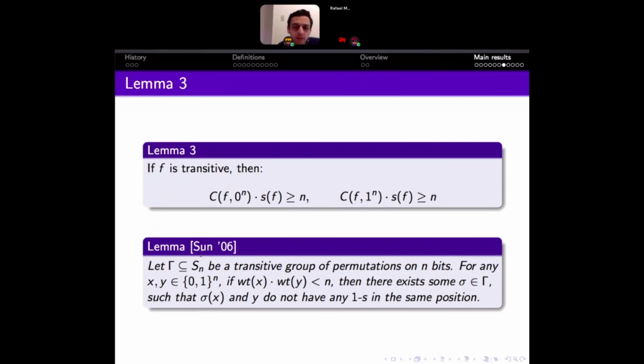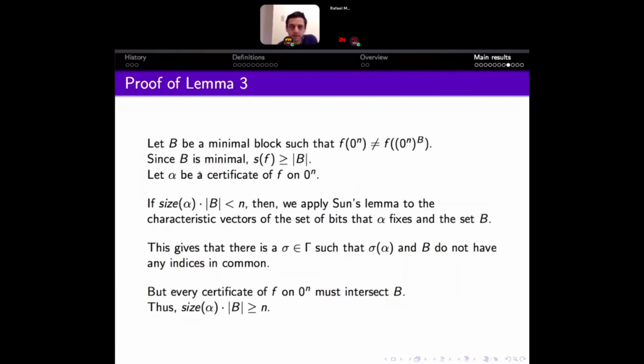So we'll use the lemma due to Sun for this, which states that if gamma is any transitive group of permutations, then for any pair of inputs x and y, if the product of their weights is at most n, then there exists some permutation such that sigma x and y are basically disjoint, which means they don't have any ones in the same position. And here's the proof outline.